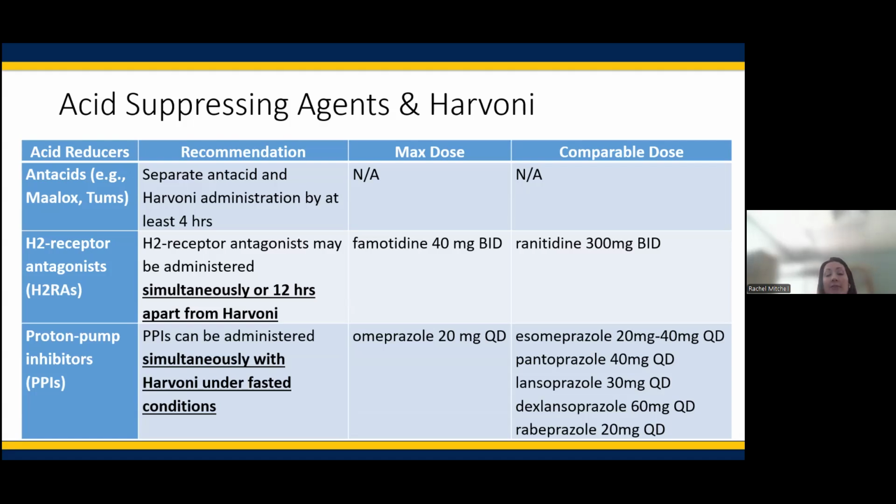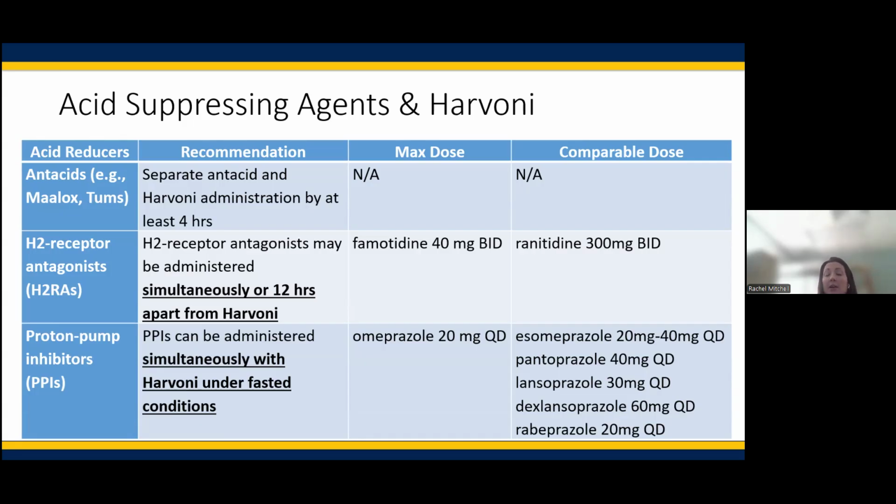And when they're giving the Harvoni, it's either got to be taken simultaneously or 12 hours apart. So really what you're looking at is, are they taking it once or twice a day? If it's once a day, they could do it at the same time or separate it. If they're taking the Pepcid twice daily, at one of those administration times, they're also going to have to take the Harvoni. And that should avoid the interaction and give us the least amount of that drug interaction so that we don't lose our efficacy with the Harvoni.